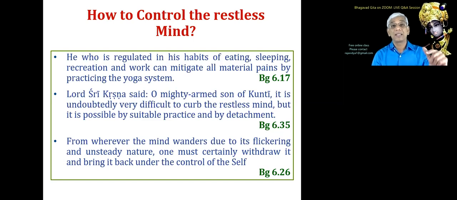Yato yato nischalati manaschanchalam astiram. Mind is astiram, means not steady. It's chanchalam, it's restless. So due to its restless and unsteady nature, the mind goes here and there. Wherever it goes, tatastato niyamyaitat, from there you bring it back under the control of the self. That is called practice. Abhyasena tu kaunteya vairagyena cha grihyate means with constant practice and detachment, it is possible to control the mind, as we studied in the previous one.